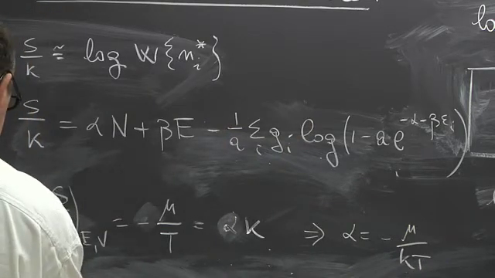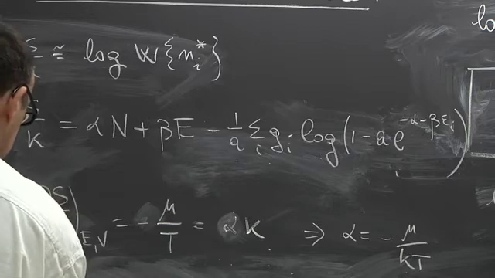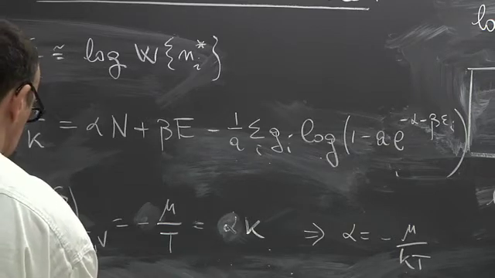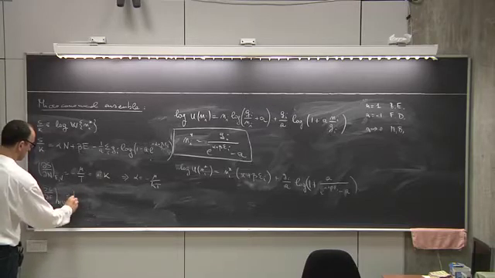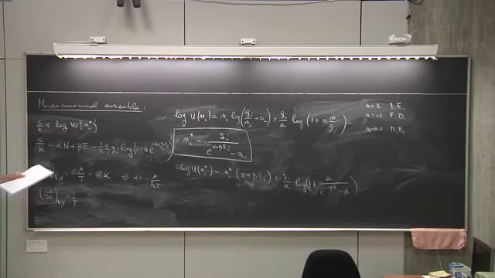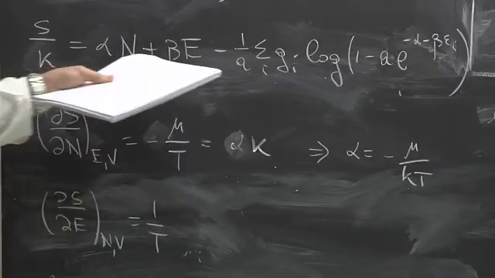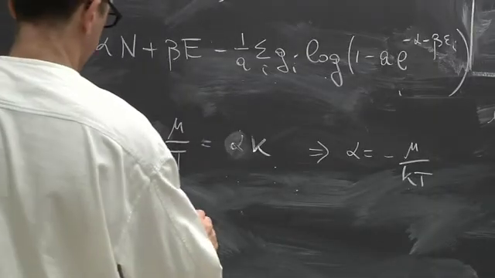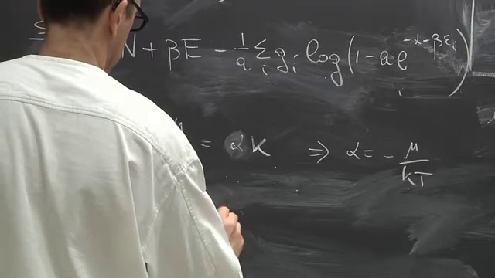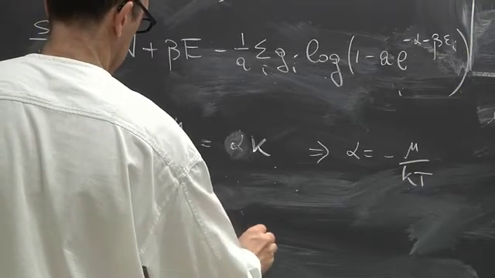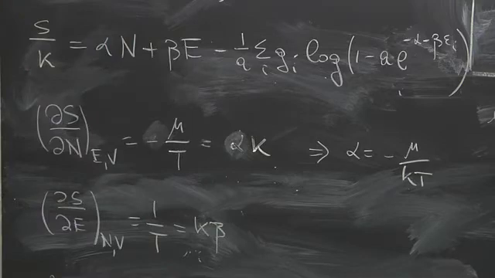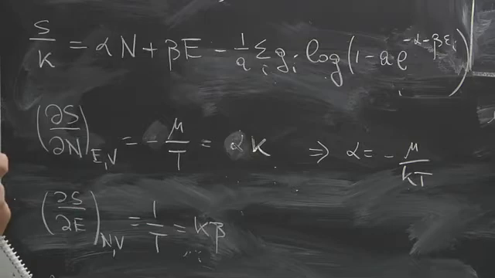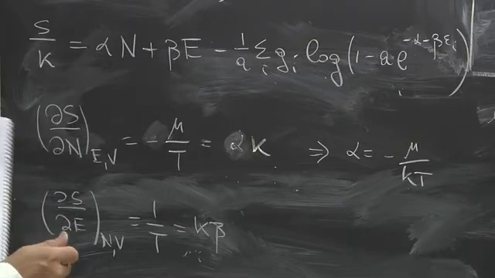And the other thing is that you know that dS by dE at constant N and V is equal to 1 over T. And so this is equal to clearly k times beta. So this tells you that beta is equal to 1 over kT.